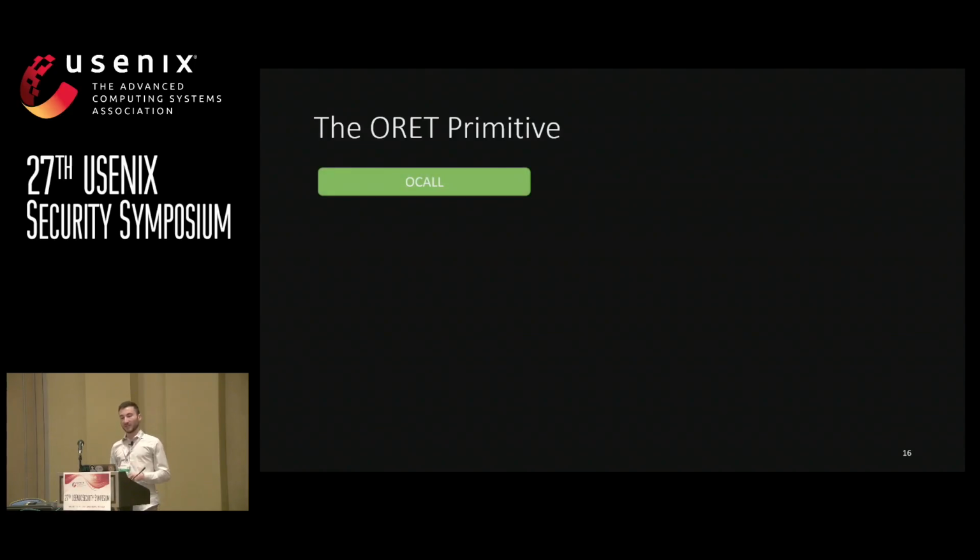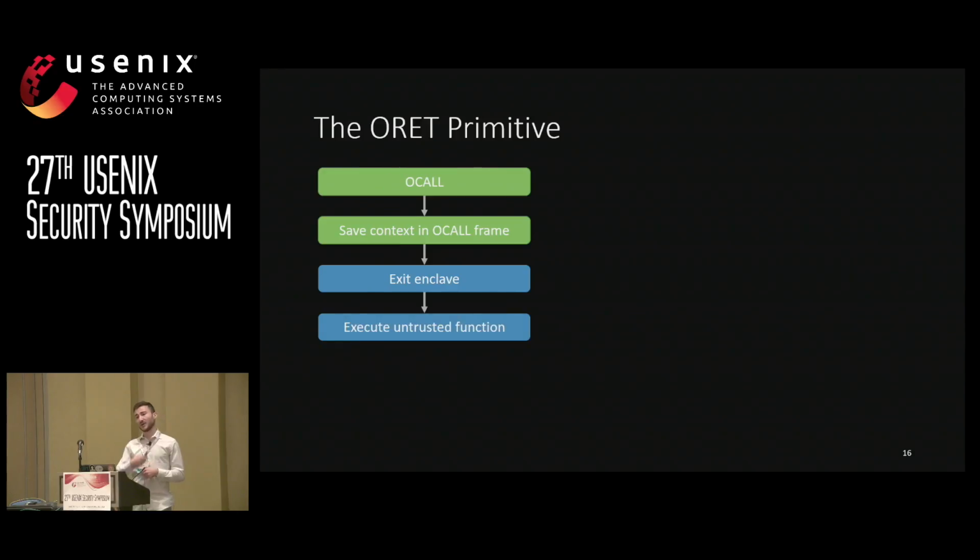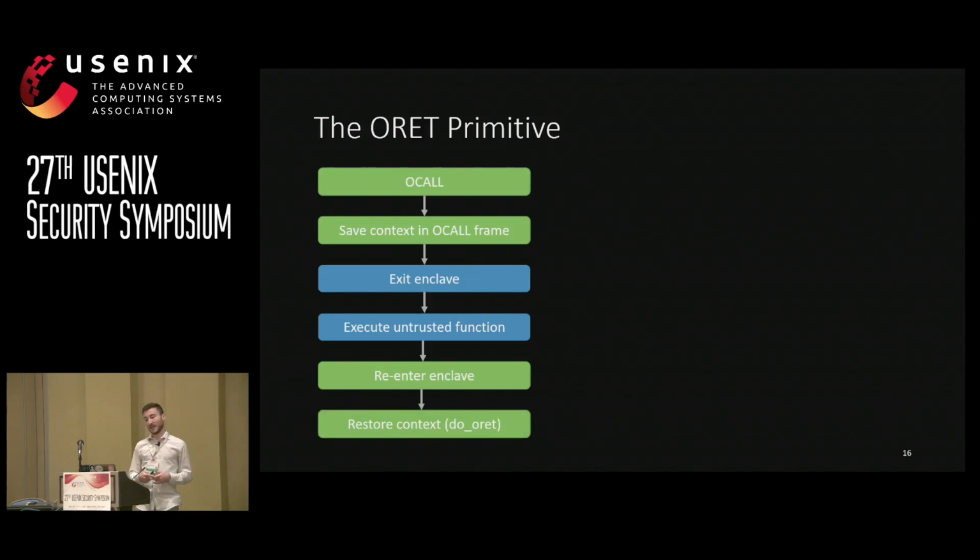The first one, we call it the ORET primitive. This comes from the OCall mechanism, so calls from the enclave to the outside world. When you make an OCall, the TRTS saves the current execution context into the enclave stack, in a so-called OCall frame. Then it exits the enclave, and the URTS calls the untrusted function. When the untrusted function is done, the URTS re-enters the enclave, and the TRTS restores the previously saved context, so that we get back to the call site that invoked that OCall, and we can go on with execution of the enclave.